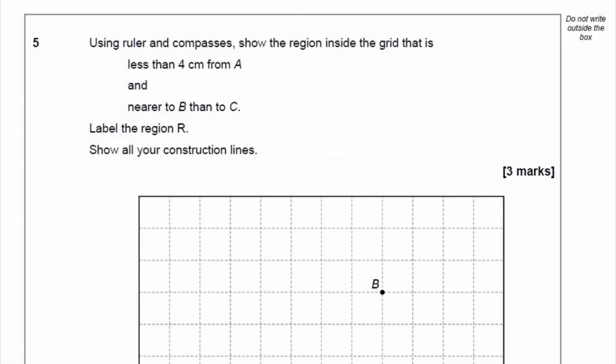Question 5. Using ruler and compasses, show the region inside the grid that is less than 4 centimeters from A and nearer to B than C. Label the region R, show all your construction lines.